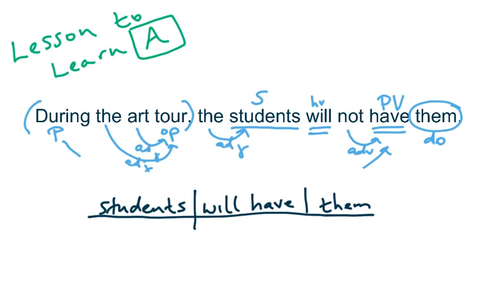Let's find all of our modifiers. Do I have any modifiers for students? Yes, I have the. Do I have any modifiers for will have? I do. I have not, and I also have our prepositional phrase that I had to erase. During, capital, tour, the art. Do I have any modifiers for them? No, I do not. So that is it.